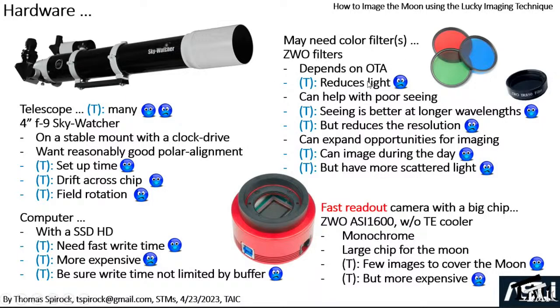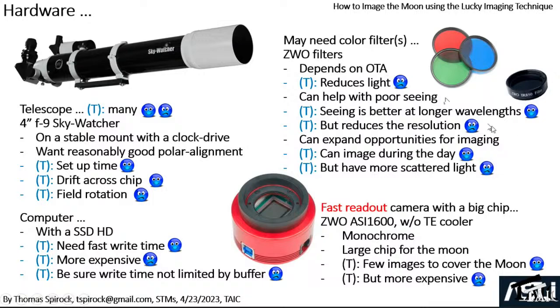One disadvantage is it reduces light, which increases your exposure, which gives the atmosphere more time to blur your images, so that's not good. It also, however, can help with poor seeing, because seeing is better at longer wavelengths. It's kind of why the sky is blue. The sky is blue because the atmosphere affects the blue more than it does the green and the red. So if you have a night of poor seeing, you can put in a red filter and actually improve your seeing. Of course, longer wavelengths reduce the resolution of any given aperture in a telescope.